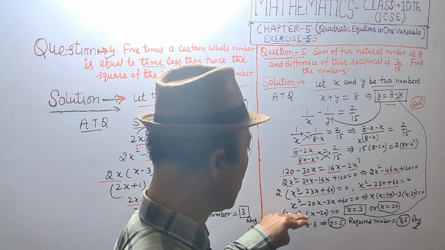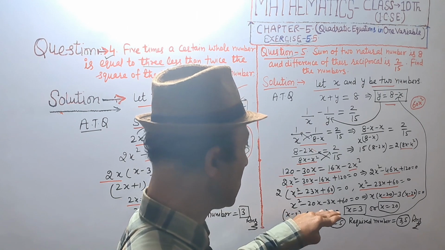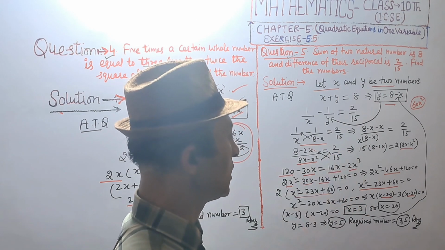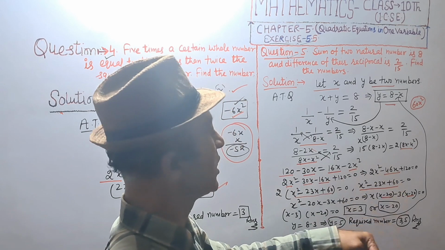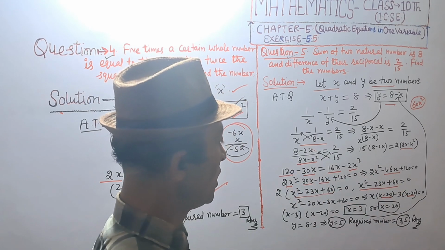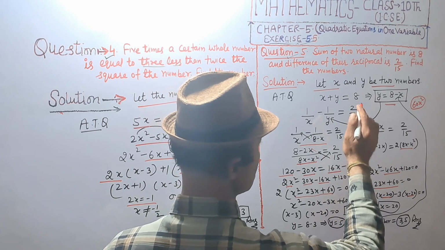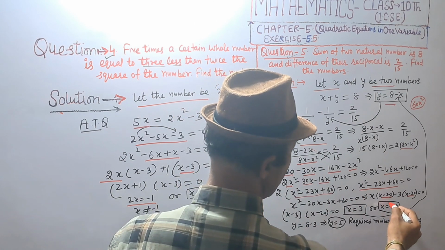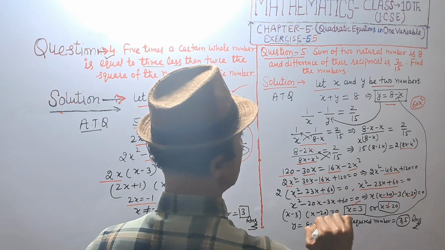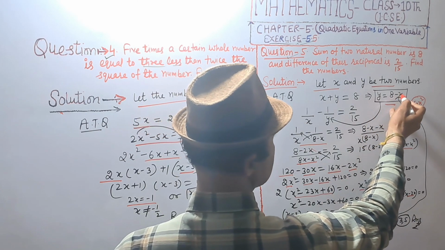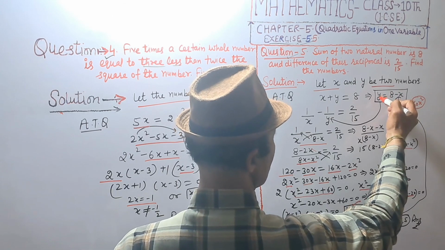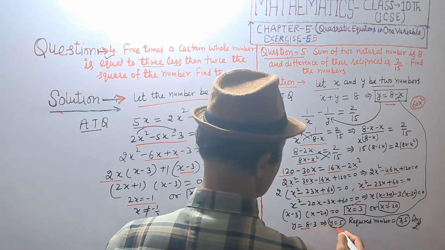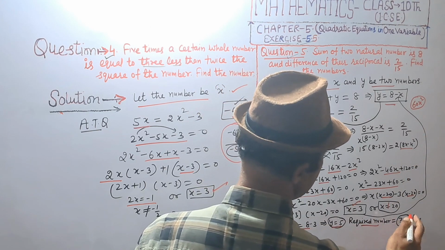So one factor is x - 3, the other is x - 20 = 0. x - 3 = 0, x = 3, and x - 20 = 0, x = 20. But we are taking x = 3 because the sum of two numbers is 8. So x is not equal to 20, x = 3, and we are putting x = 3 in here. We get the value of y, that is 5, that is 8 - 3 = 5, and the required numbers are 3 and 5.